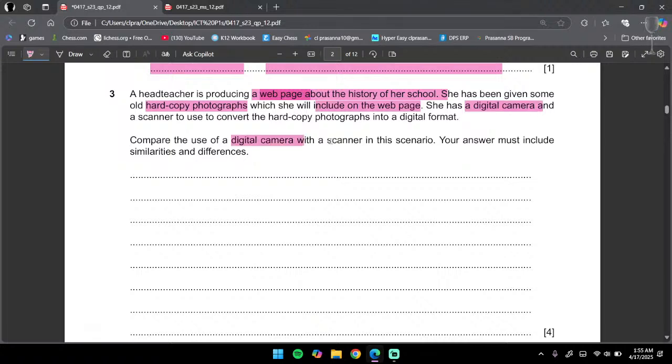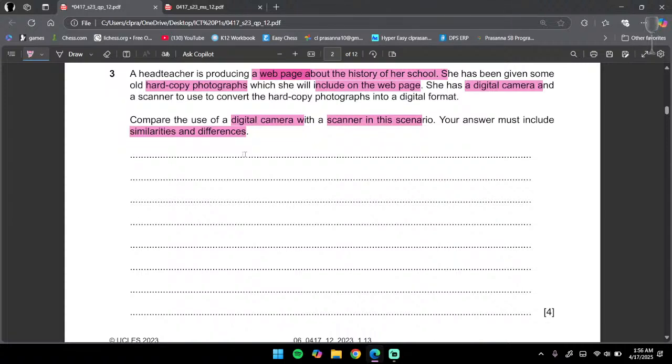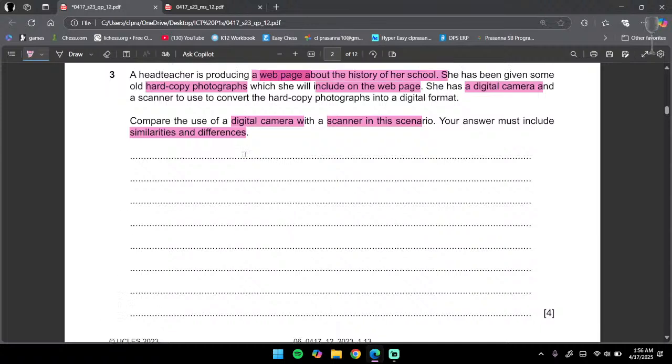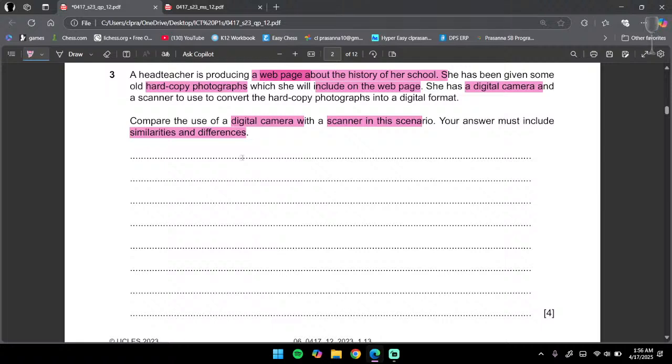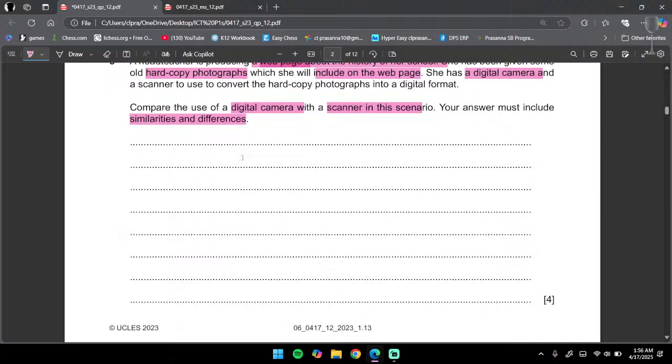Compare the use of a scanner in this scenario. They can both capture the image and then they can both store the image or whatever they are using to make the web page. Differences include that the digital camera is more portable, so you can take it to more places with you compared to the scanner, which is more heavy. Scanners capture pictures in more detail. Digital cameras could have shadows in them, and scanners do not have the keystone effect.